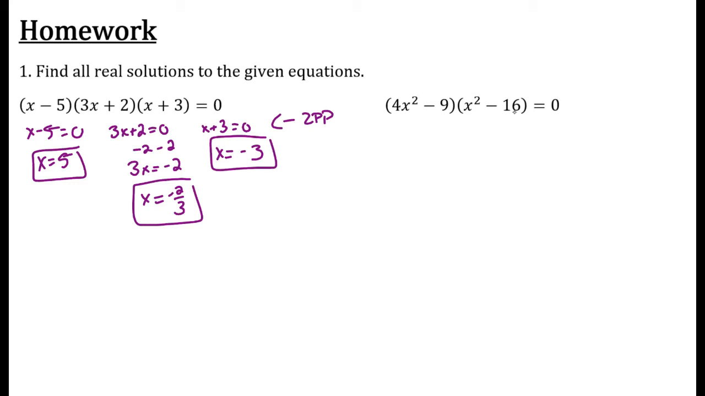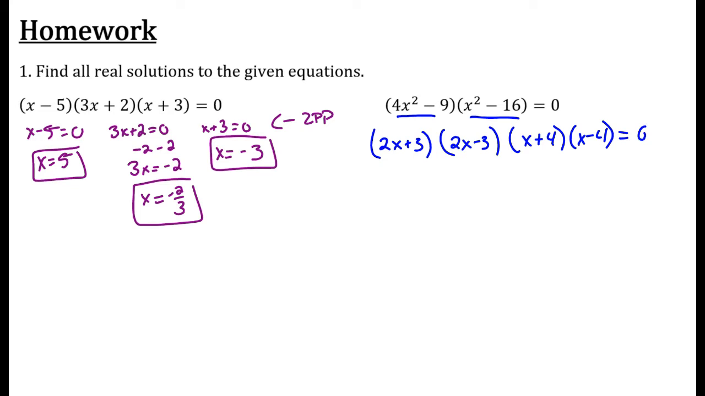And the second one here, set equal to 0. It looks factored, but it needs to be factored completely. And looking at both of these binomials here, warning lights should be going off in your head. Warning, warning, warning, that this is the difference of perfect squares. Both of them are. So I get 2x plus 3, 2x minus 3, x plus 4, x minus 4 equals 0.